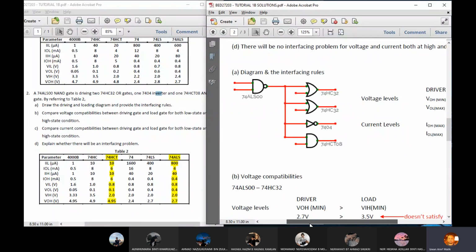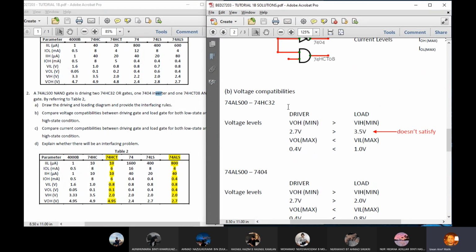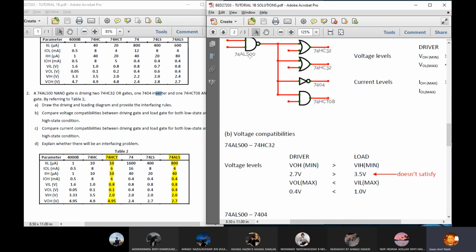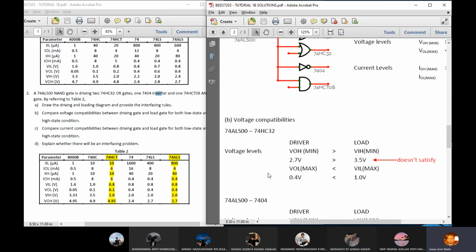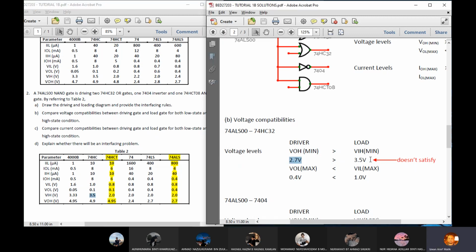Okay, so we move on to B, which is to compare the voltage compatibility. So the first one is between 74 ALS and 74 HC. These two. Okay, but do it only once. Voltage does not need to be done twice. So we obtain the value of VOH for 74 ALS is 2.7 volt, whereas the 74 HC VIH is 3.5 volt. So 2.7 with 3.5.